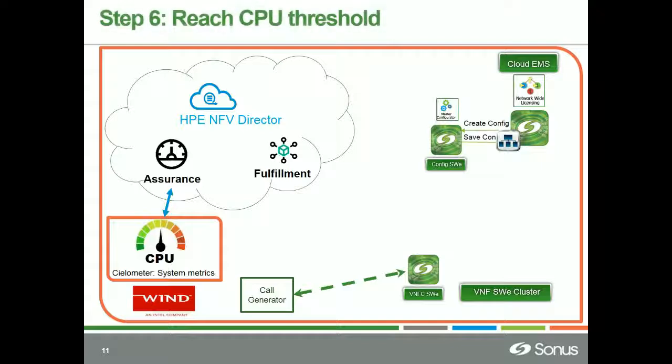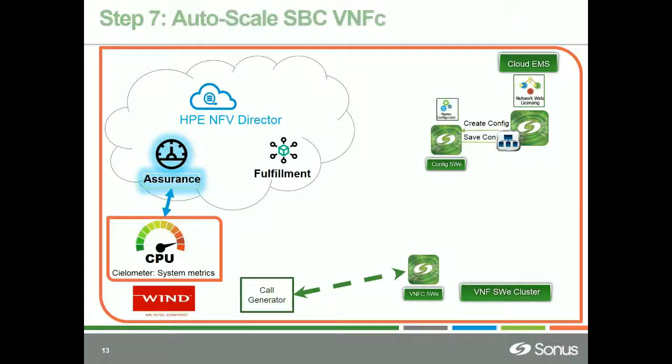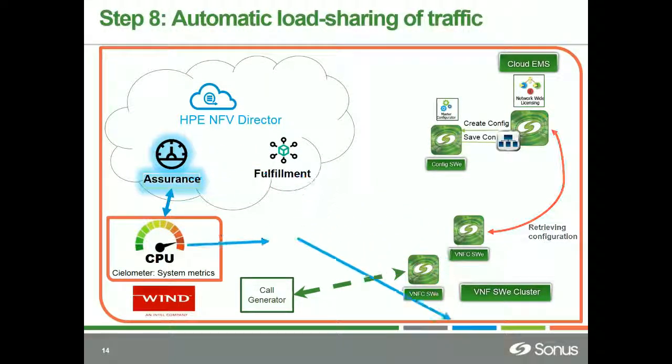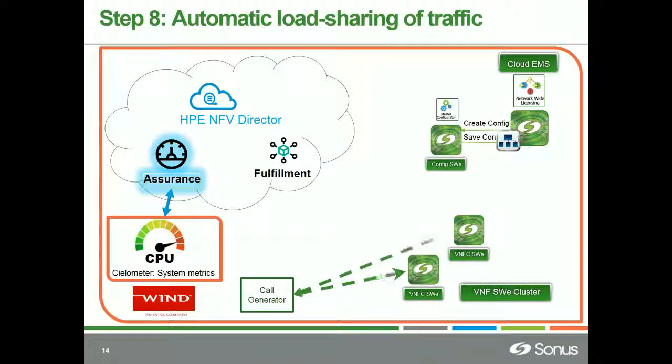Here, we increase again the load of traffic in order to reach the threshold that we predefined in the HPE NFV Director. This triggers an action that leads to an automatic deployment of a new node in order to scale out the SBC cluster. Thanks to all the automatic procedures in place, the new SBC SWE retrieves its configuration, gets up and running, and the traffic is shared between the nodes without any human action. This results in a global lowering of the CPU of each SBC instance.